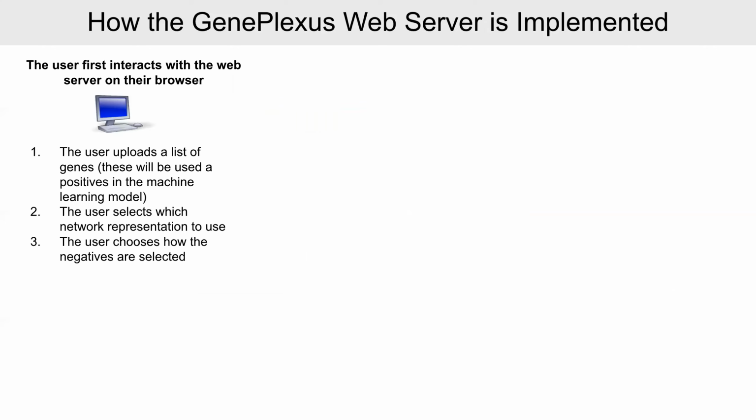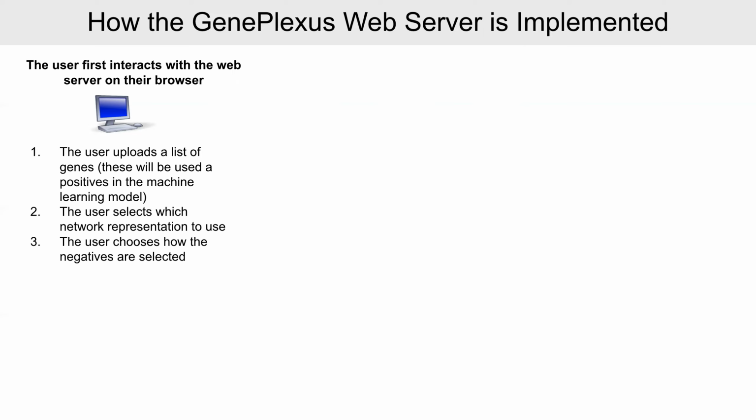So how is the GenePlexus web server actually implemented? What happens is the user first interacts with the web server in their browser. A user goes to the website, and then they can upload a list of genes that they think go together for whatever reason. Whether they did an experiment themselves and found these genes to be interesting, or someone else looking at, like, a disease pulled off of this gene net, they just want to look at that gene set and see if there are other genes that our model will associate with them.